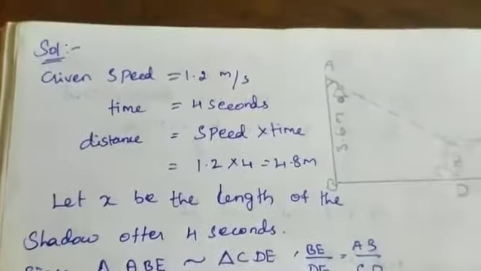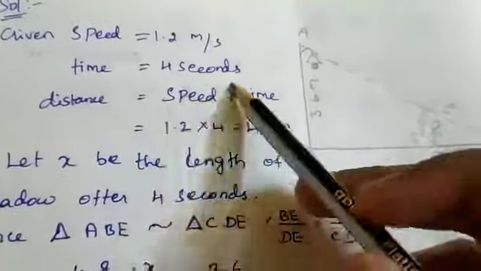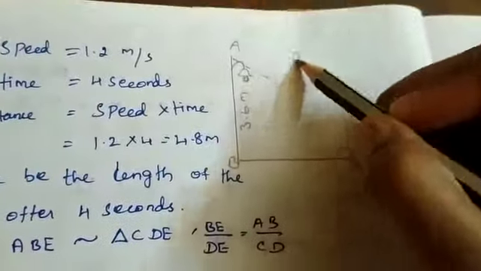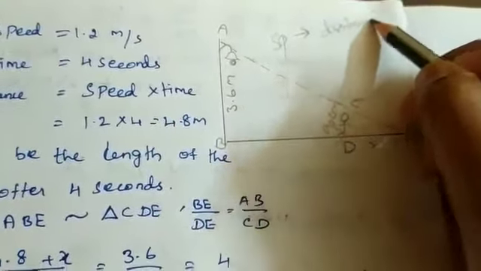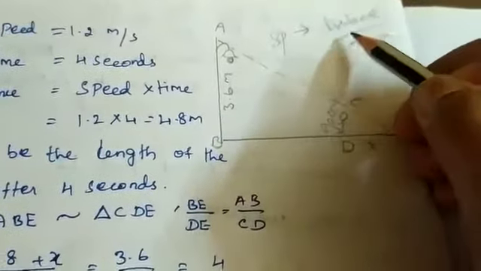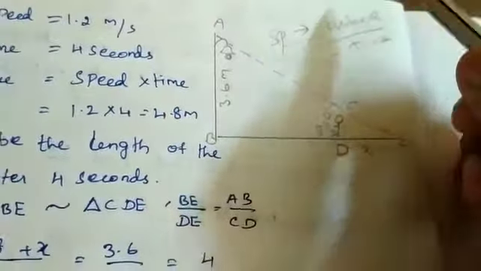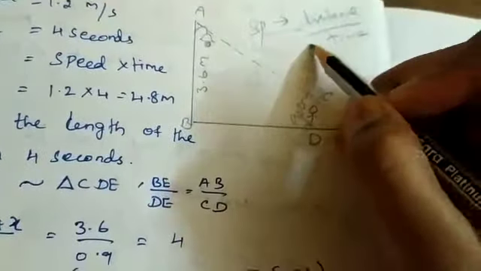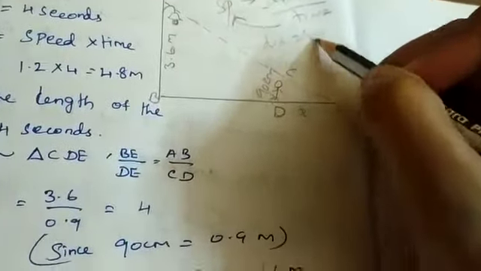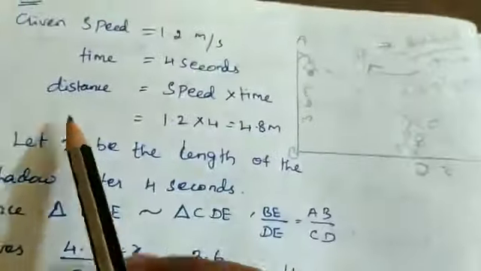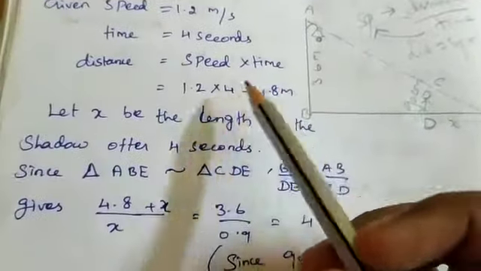So the solution is: given speed is 1.2 meter per second, and the time taken is 4 seconds. You know the formula of speed? Speed is distance divided by time. You know, in science it will come. So let us exchange distance and speed. Then you will get distance equal to speed into time, cross multiplying. So that only is done here. Distance equal to speed into time, which is 1.2 into 4, which is 4.8 meter.